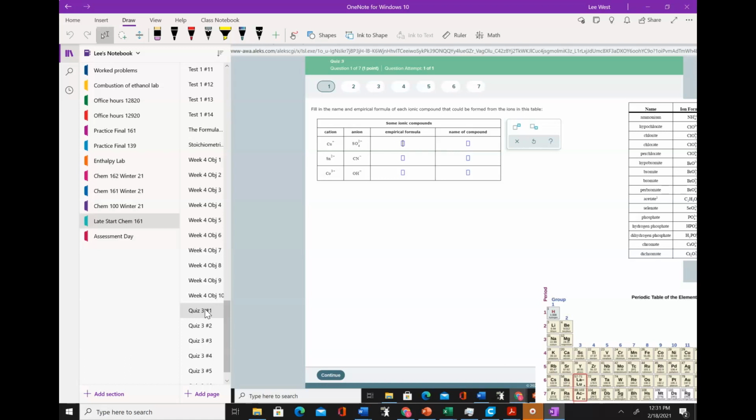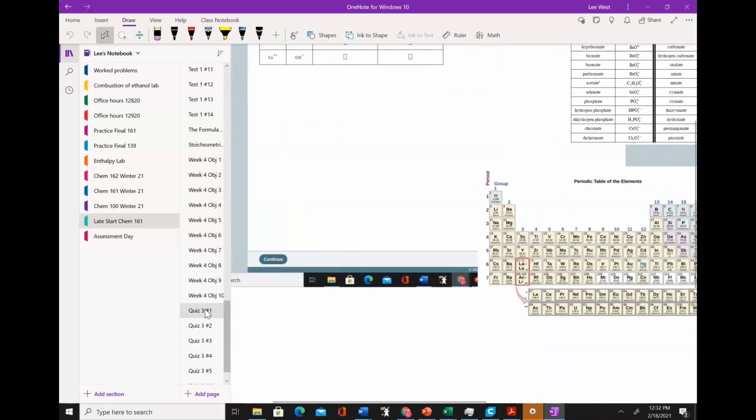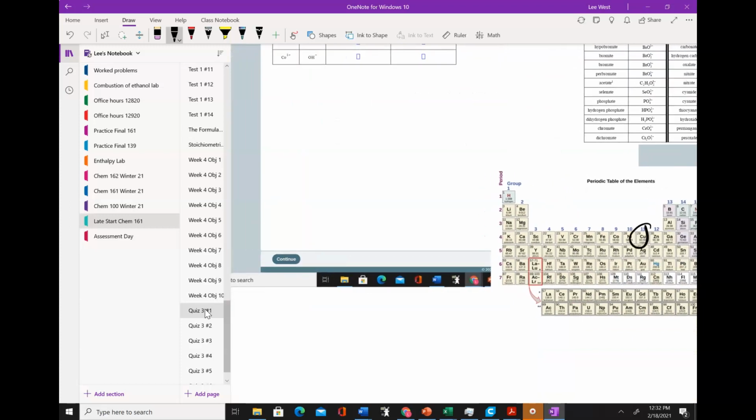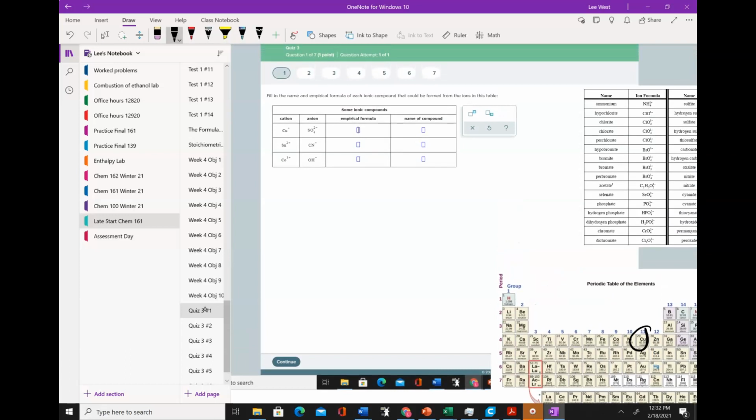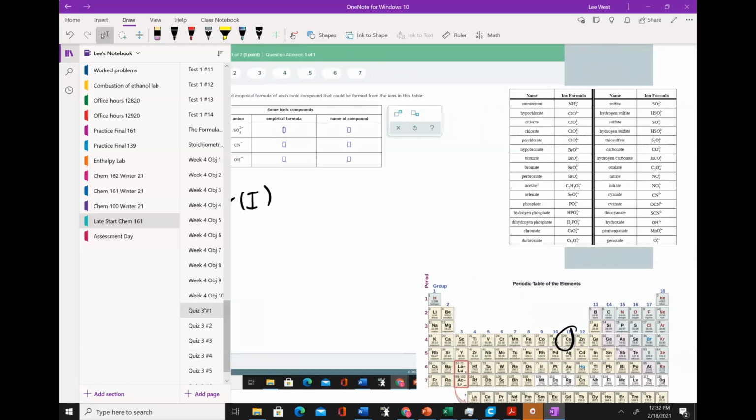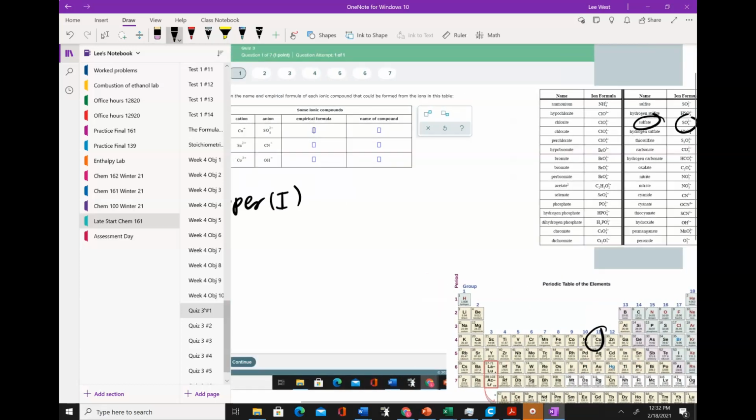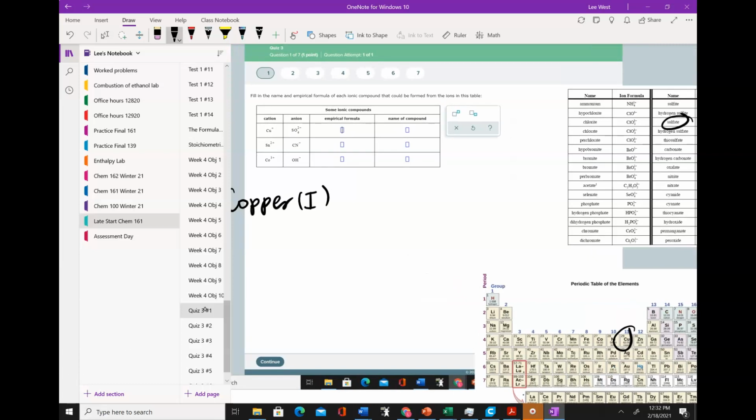So in this case, what have we got going on here? Fill in the name and empirical formula. So I always begin with the name. So copper is a variable charged cation, so I'm going to have to put its charge in Roman numerals. So that's just going to be copper 1. And then the anion there is a polyatomic anion, so I look up its name in the table, and there it is. It is sulfate, so the name of the first guy is copper 1 sulfate.